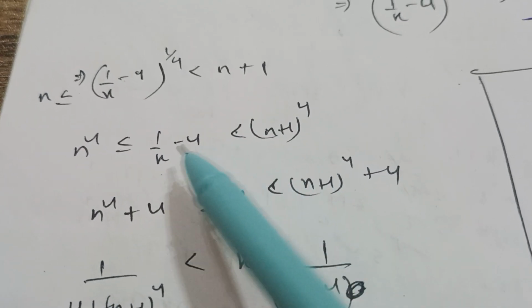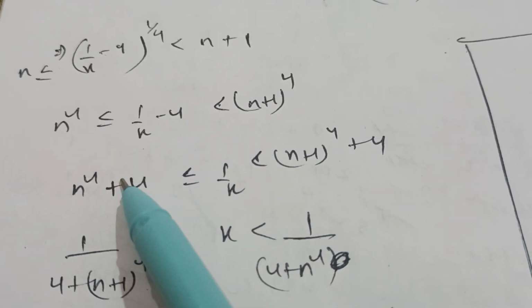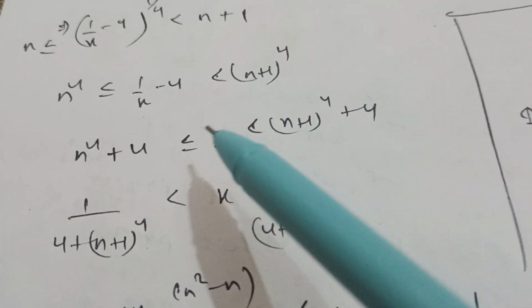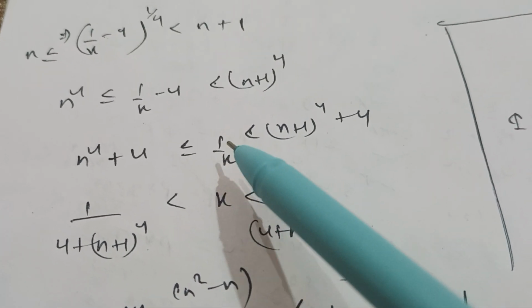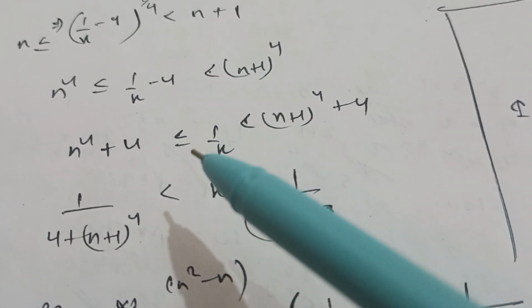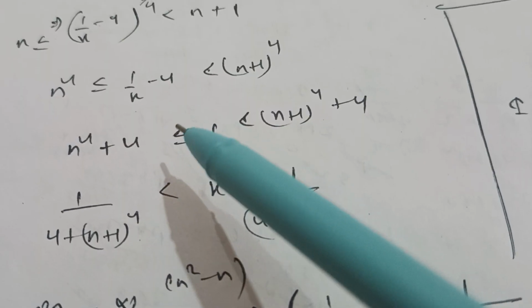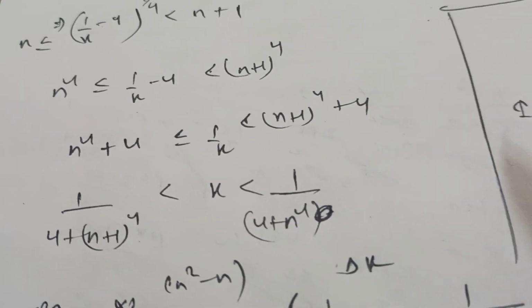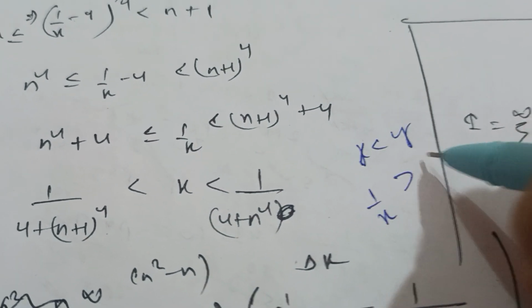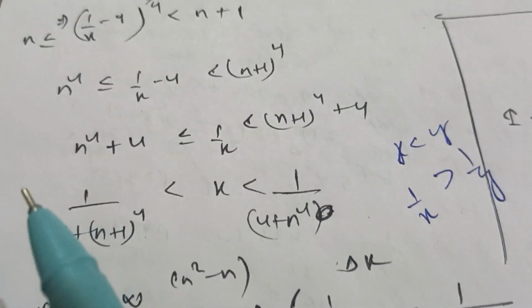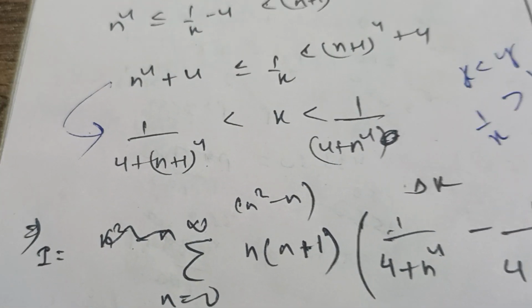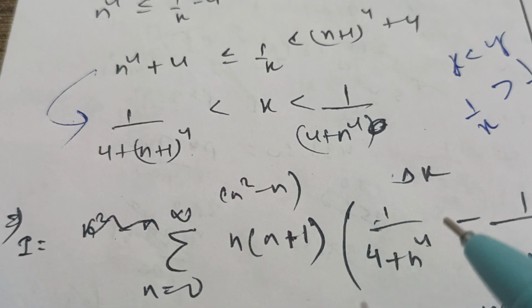Now add 4 on all three, so we get this, and after that you can see that we reciprocate it. Why am I reciprocating it? So that I can get the range on x. After reciprocating, the inequality sign will reverse. I hope you know that if x is less than y, then 1 by x will be greater than 1 by y. That's why I'm using it. So this will come to this, and this is the range of x. I have got a range of x in terms of n.